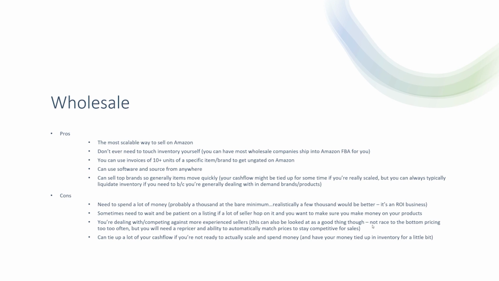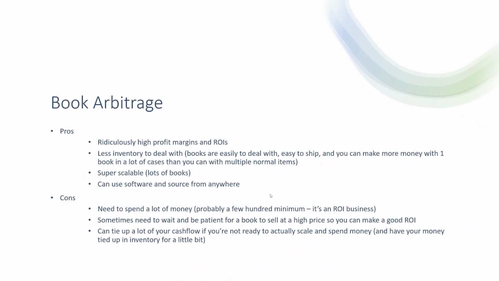But obviously you're going to need a repricer and the ability to automatically match prices to stay competitive for sales and for that buy box. One of the major cons of this is obviously because it's so scalable and you're spending so much money, it can tie up a lot of your cash flow if you're not ready to actually scale and spend money, a lot like books. And obviously you're going to have some of your money tied up in inventory for a little bit, so you have to be prepared for that. So that's pretty much the benefits and the drawbacks of all of these specific business models.